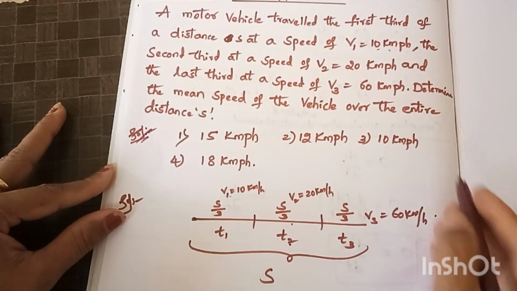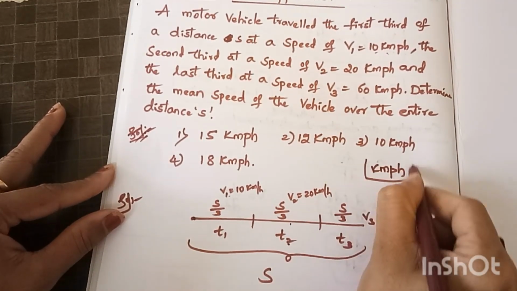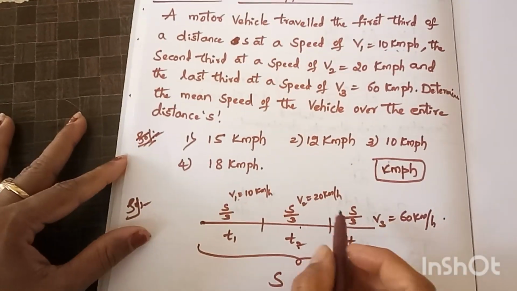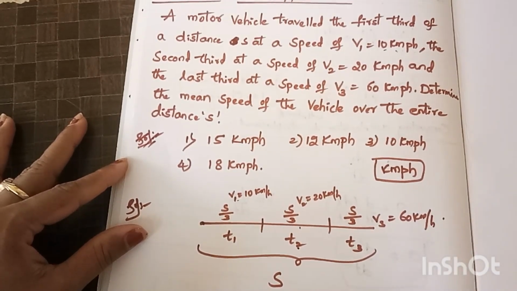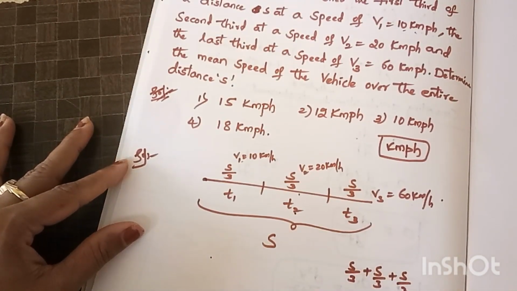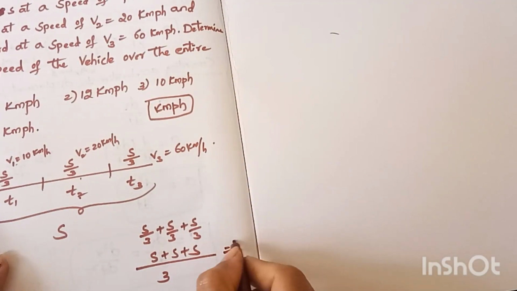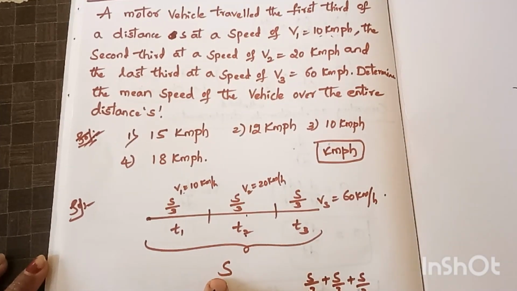Kilometer per hour can also be denoted by kmph. If you add these three distances, s by 3 plus s by 3 plus s by 3, you will get the total distance s. Take the LCM of 3: s plus s plus s gives 3s by 3, the 3 cancels, and the total distance is s.